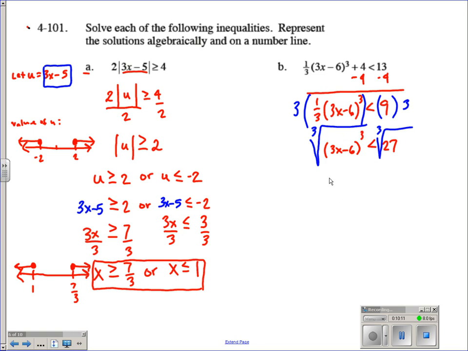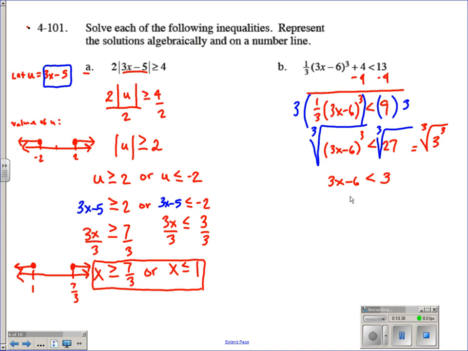And you're left with 3x minus 6 is going to be less than what number times itself 3 times is going to be 27. Well, remember, this is like saying the cube root of 3 cubed, because 3 cubed is 27. So those will cancel each other out, and we get that that is less than 3.